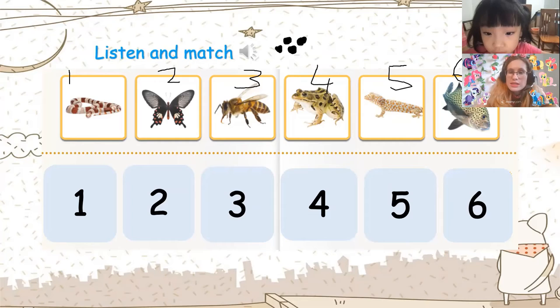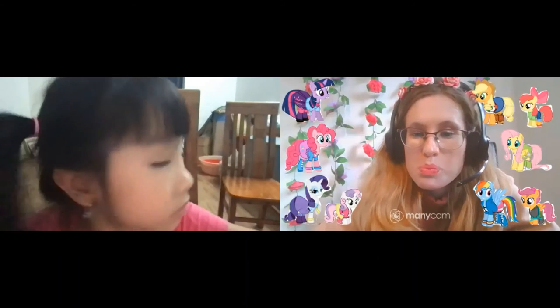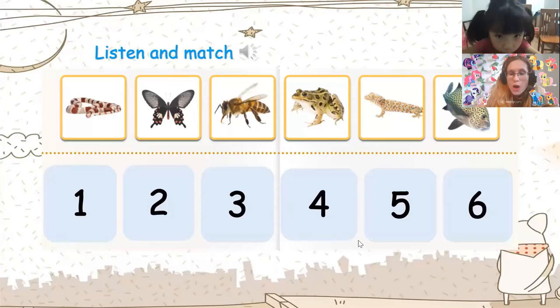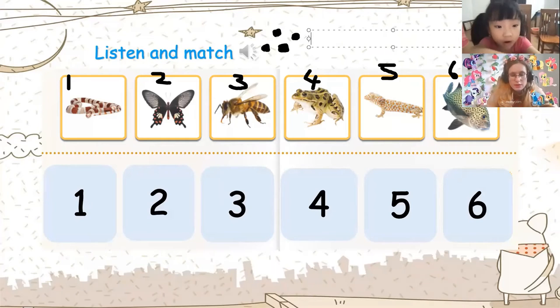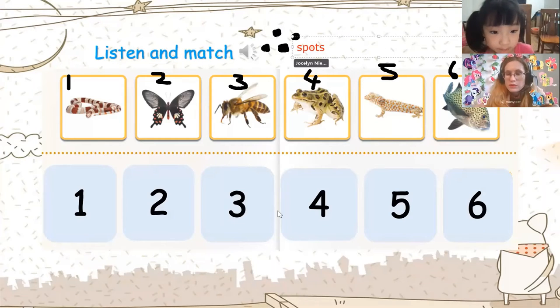Six. Number six is a fish. So the teacher is looking for the one with spots, and it's a frog. A frog. Frog with spots. Remember? Which one is a frog? Frog. Which one is a frog? Number four. Yes, correct. Good.